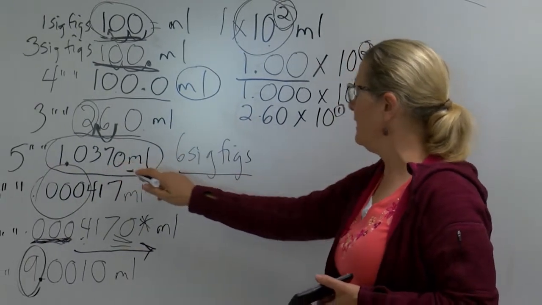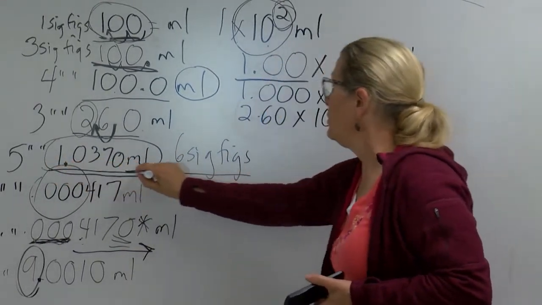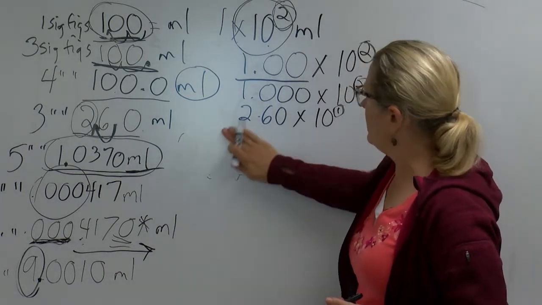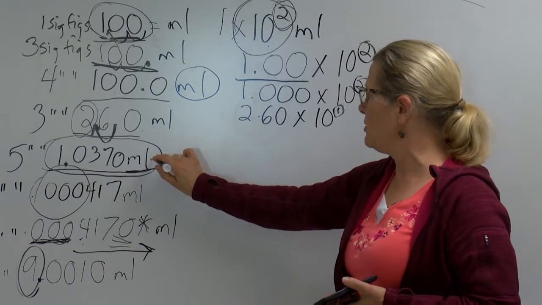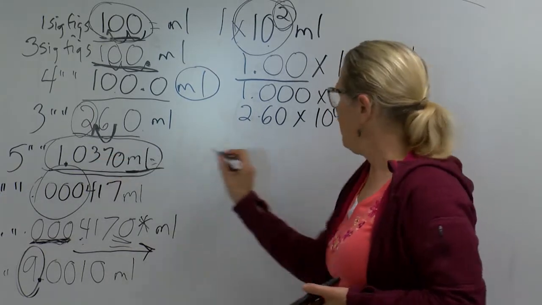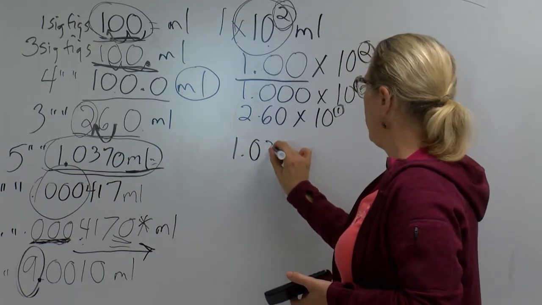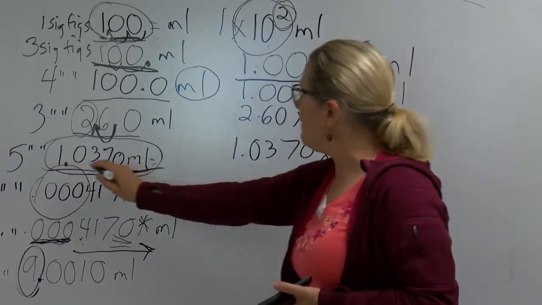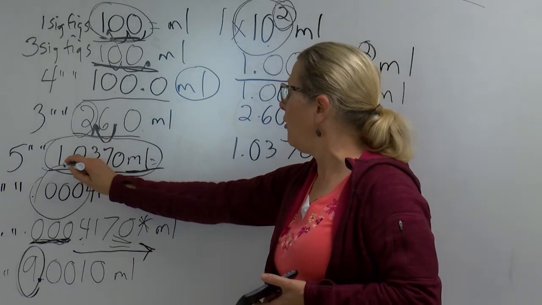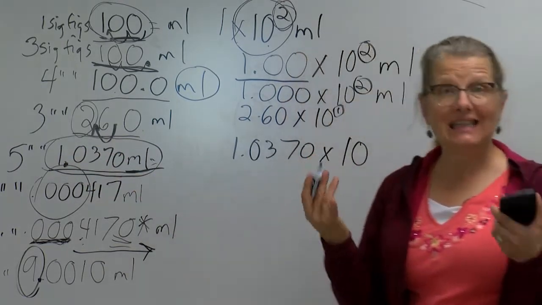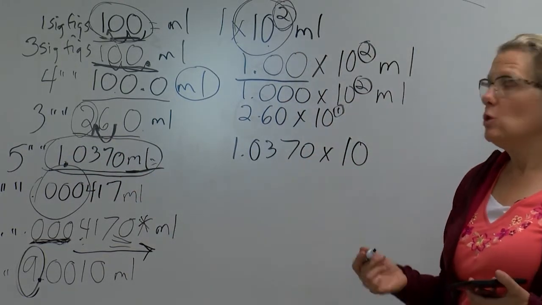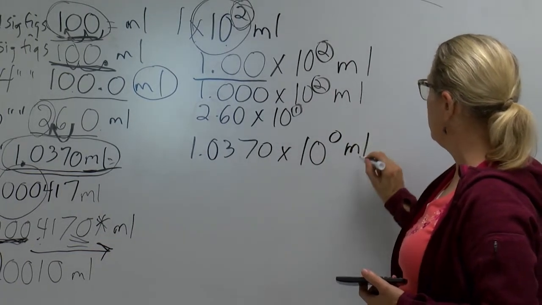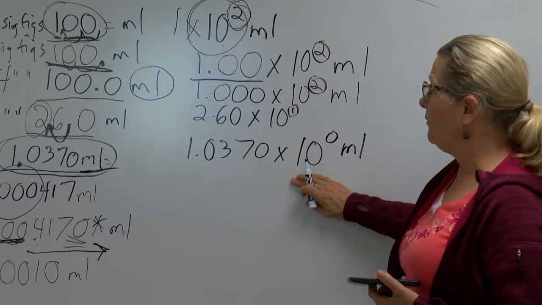With the 6 sig figs, if I told you to write this number in scientific notation, I'm going to just write 1.0370 times 10. Did I move this decimal at all? I did not. So how many places did I move that decimal? 0 places. So that would be a 0.